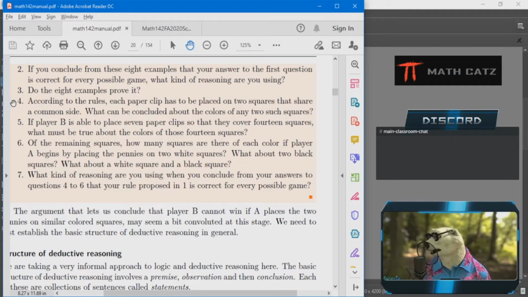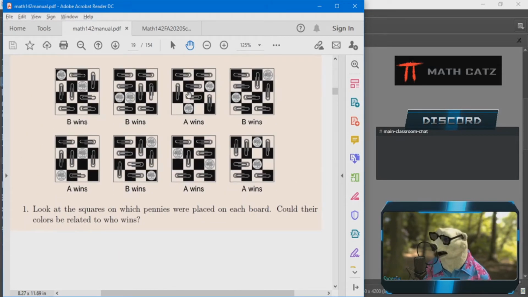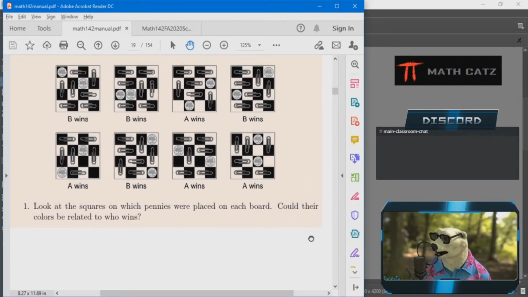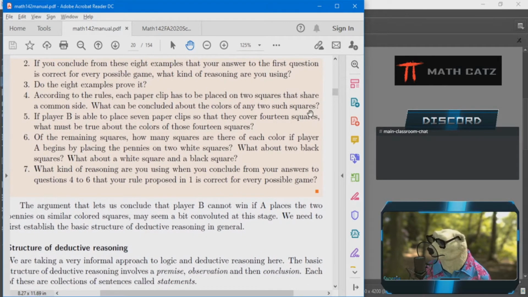Number 4, according to the rules of the game, each paperclip has to be placed on 2 squares that share a common side. What can be concluded about the colors of any 2 such squares? Well, if I look at my examples, and of course I'm still limited to that, but it helps me understand the rules of the game, that regardless of where a paperclip is placed, it's always going to be on 2 squares of different color, a black and a white square. Always. That's just how paperclips can be placed, not diagonally. That's how the game works.